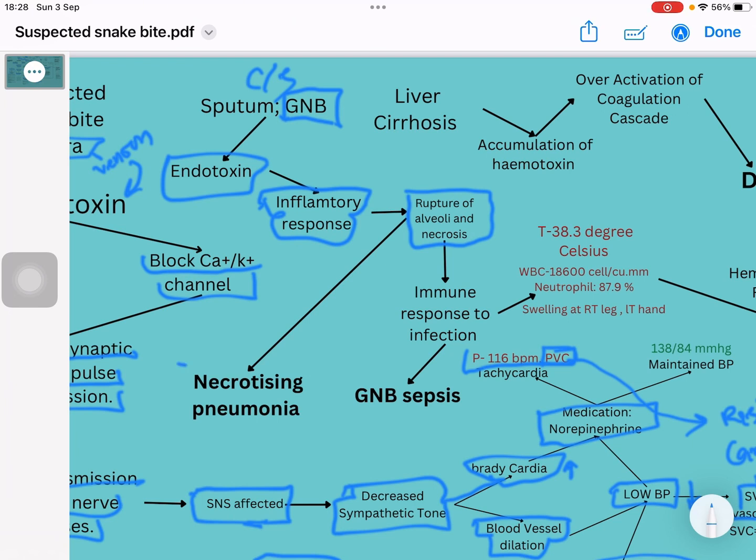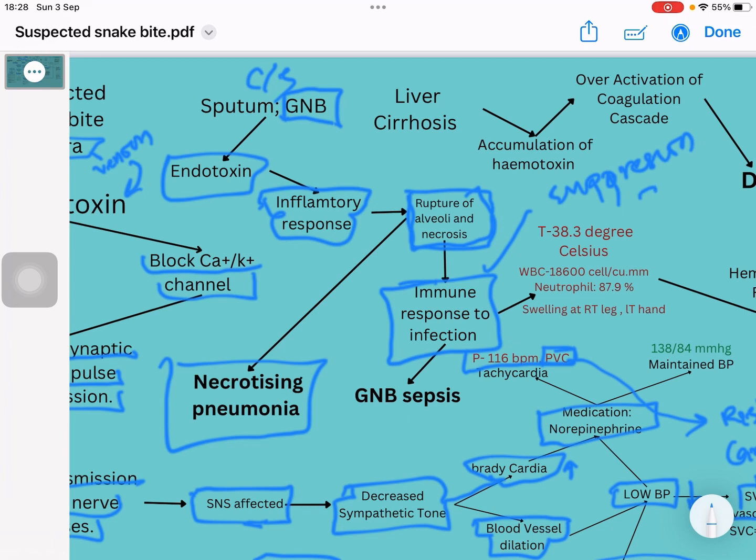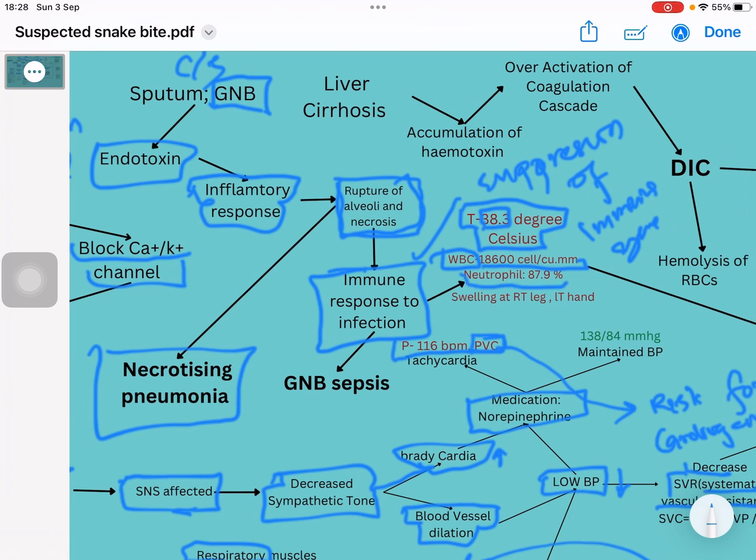So due to which my patient has necrotizing pneumonia, and at the same time, due to infection and rupturing of alveoli, there is an immune response, and there is also suppression of the immune system. Due to the infection, my patient has a mild fever, which is 38.3 degrees Celsius, and WBC is also high.